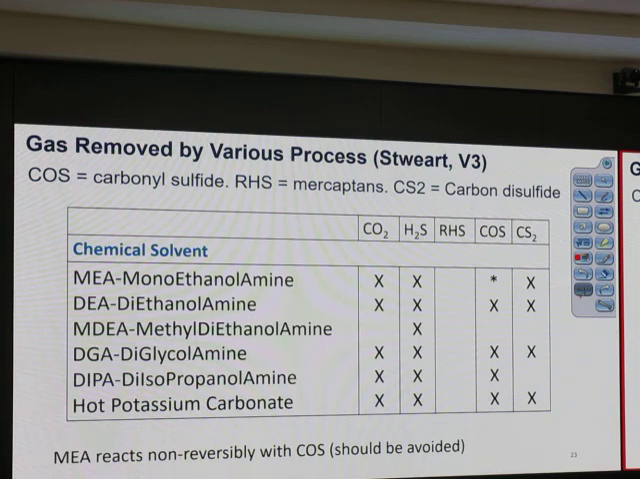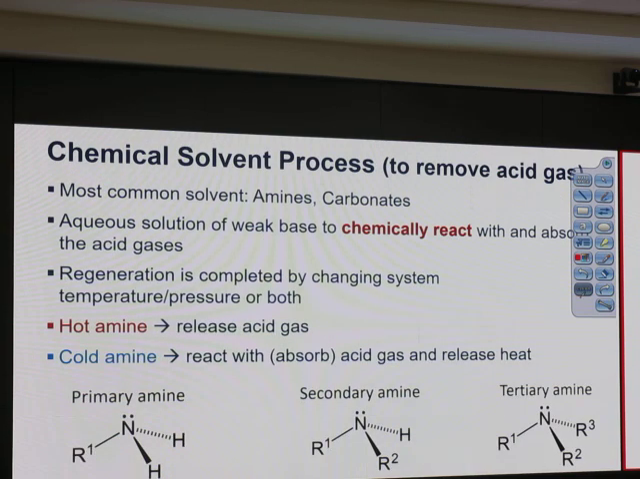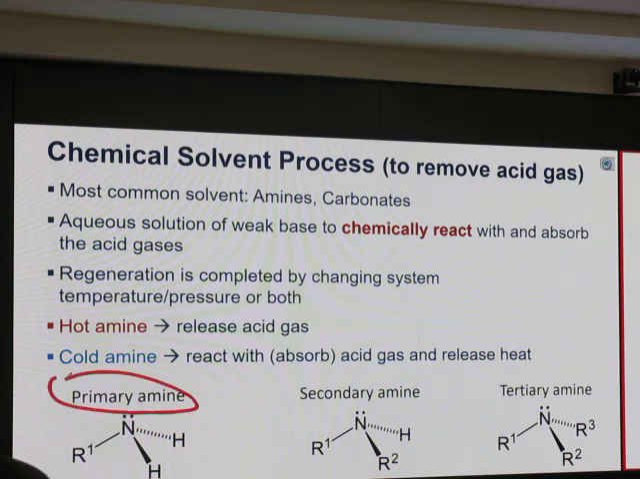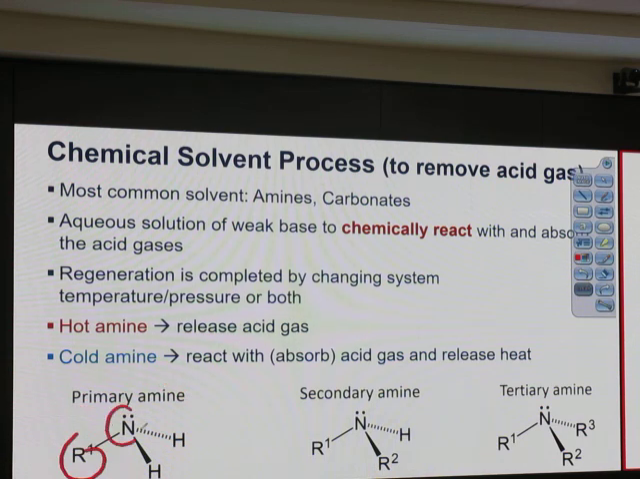Good. So when we see a tall tower, that is probably either an amine contact tower or a glycol contact tower. What is this amine? Okay. We can have primary amine. Amine is R connected with N. This is primary amine.